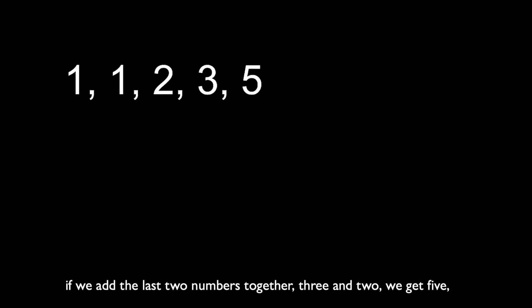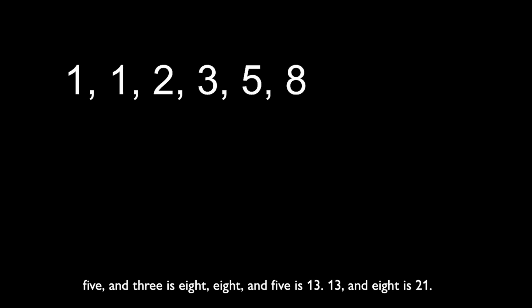How does that work? So we start off with the number 1. The last two numbers, well, there's only 1. We add that together, we get 1. Now we have two numbers, 1 and 1 is 2. If we add the last two numbers together, 2 and 1, we get 3. If we add the last two numbers together, 3 and 2, we get 5.